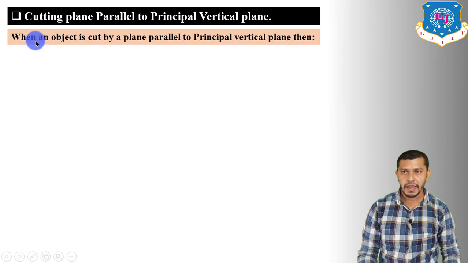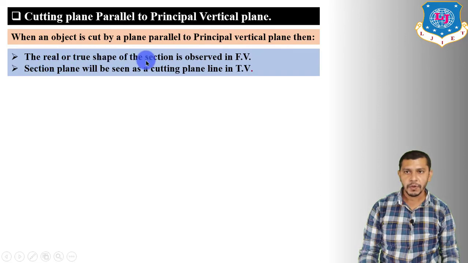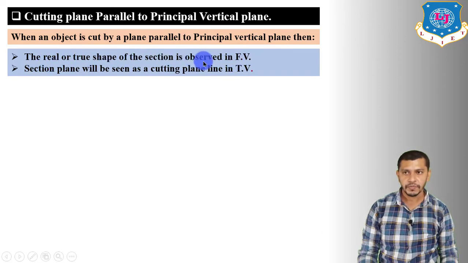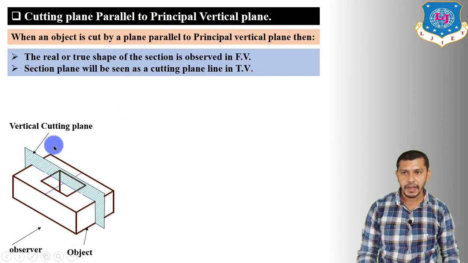So when an object is cut by a plane parallel to a principal vertical plane, then the real or true shape of the section is observed in the front view, and section plane will be seen as a cutting plane line in the top view. So if the cutting plane is parallel to the vertical plane, that means right now the cutting plane is a vertical cutting plane, observer will remain over here.